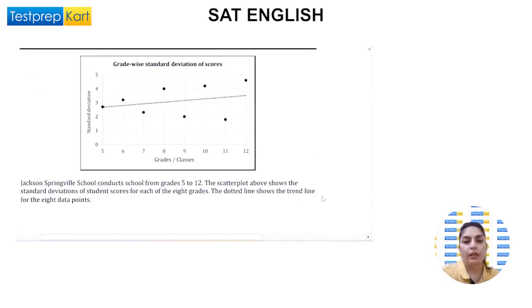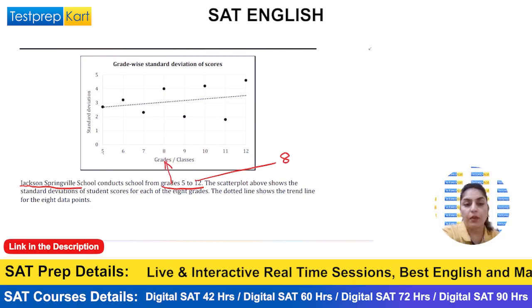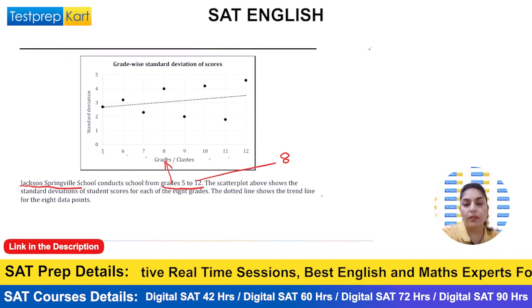So we have a chart here. We have a table here given, which is a graph. Jackson Springville School conducts school from grades 5 to 8. This is the name of the school. And this school conducts school for some grades, 5 to 12. It means there are a total of how many classes? 8 classes. These are grades: 5, 6, 7, 8.